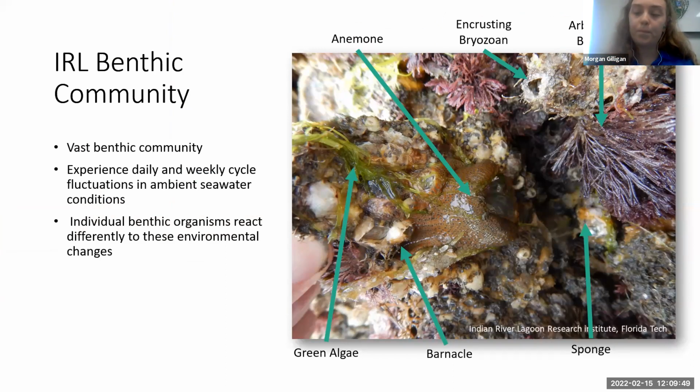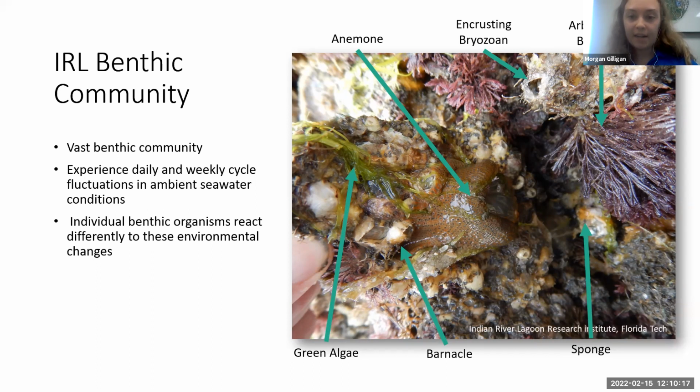So overall, the IRL has a very vast benthic community. This is partially due to the fact that we sit at a biogeographic transition zone between warm temperate and subtropical climates. And so the community in general is exposed to a high stress environment from daily tidal fluctuations and ambient seawater conditions, and they all react differently to these changes.